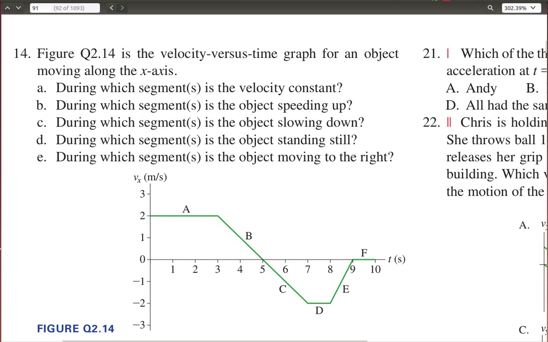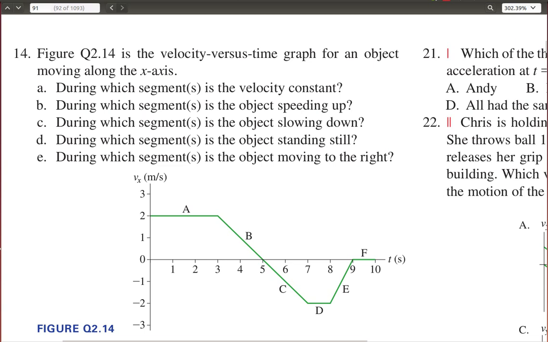Okay, part C. During which segments is the object slowing down? So this is when the speed is getting to a lower and lower number, closer to 0. So during segment A, it's constant, so no. During segment B, the velocity is getting to be a smaller and smaller number, so the speed is getting to be smaller and smaller. That is, the object is slowing down.